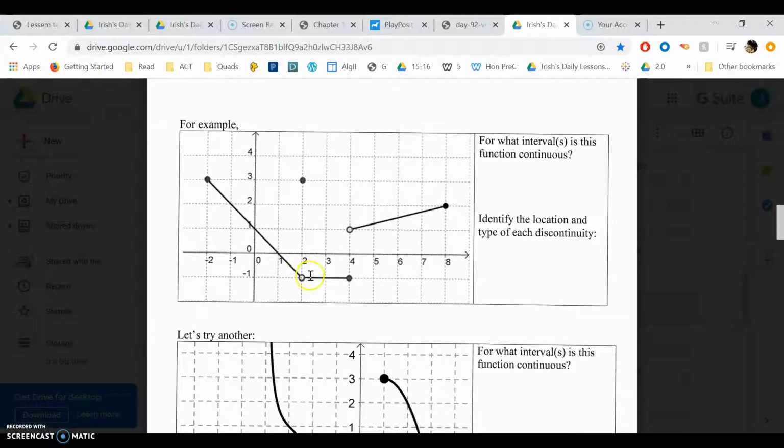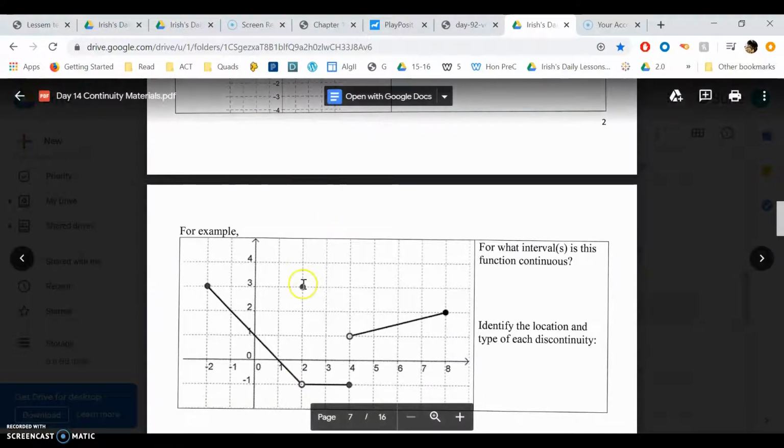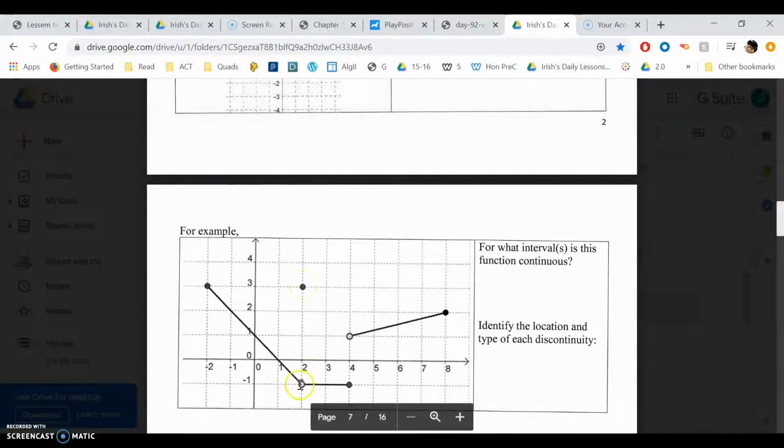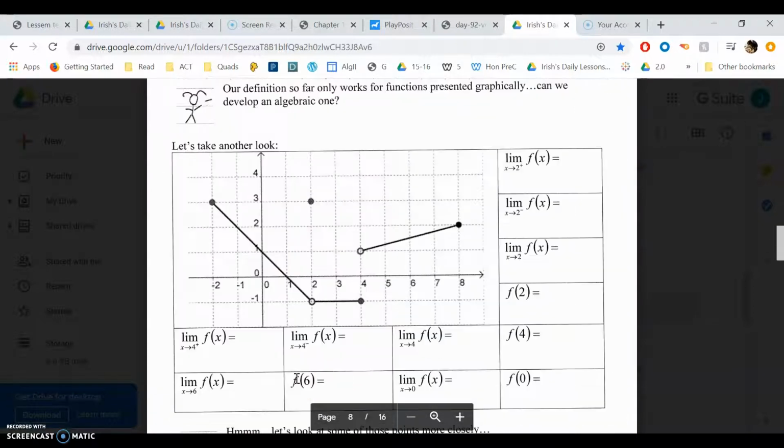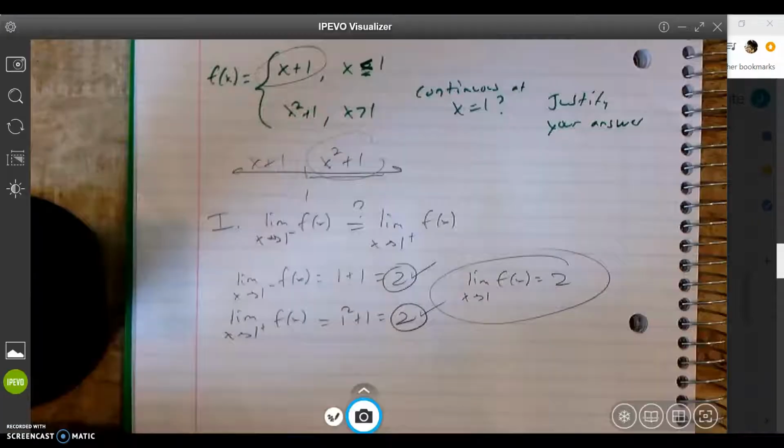You have the same limit here, right? The limit as x approaches 2 from the left and the right equals negative 1. But is it continuous? No, because there's a hole right there. So how do we make sure that there's not a hole in the graph? Well, we've got to find that the value itself at x equals 2 does in fact equal the same thing as the limit, and it doesn't equal something different like it does up here at x equals 3. So we've got to make sure that the value, let's go back to this actually.